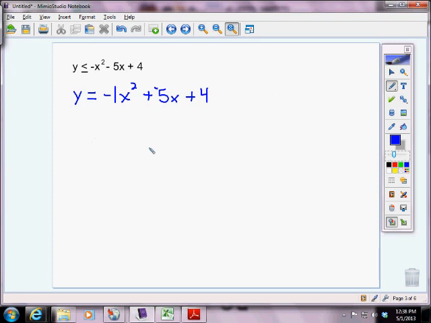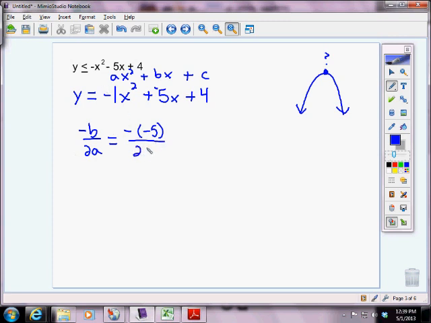We need to find the middle. Looking at this, since this is negative, we know our parabola is going to open down, but where is this middle? The way we find out where the middle is, we use negative b over 2a, from ax squared plus bx plus c. Using that, I end up with a negative 5 over 2 times a negative 1. Negative 5 is a positive 5. 2 times a negative 1 is a negative 2. That's equal to negative 2.5. That tells us the x value of our vertex.